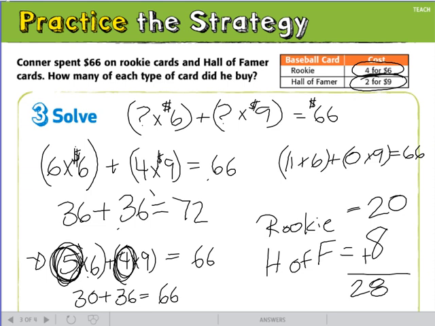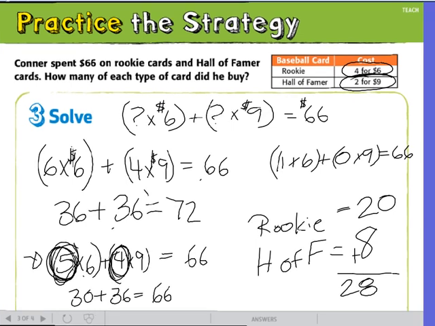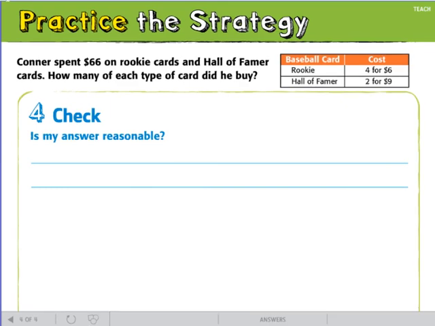So most of these problems are going to have two different ways. You're going to be working in two different directions. Is my answer reasonable? Well, we already checked it.